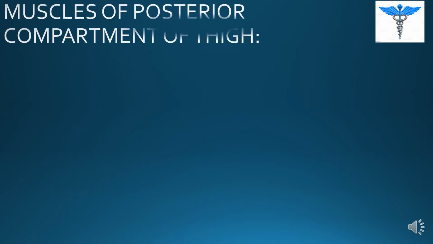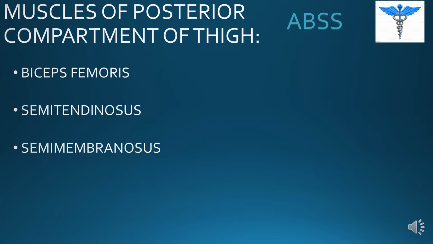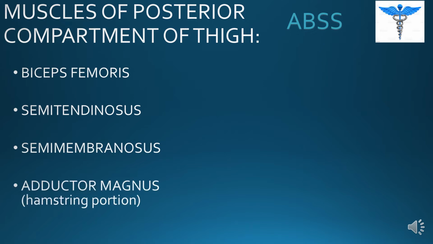Now let's discuss the muscles in the posterior compartment of thigh. For that, remember a mnemonic and that is ABSS. Biceps femoris, semitendinosus, semimembranosus, and adductor magnus hamstring portion are the muscles in the posterior compartment of thigh.